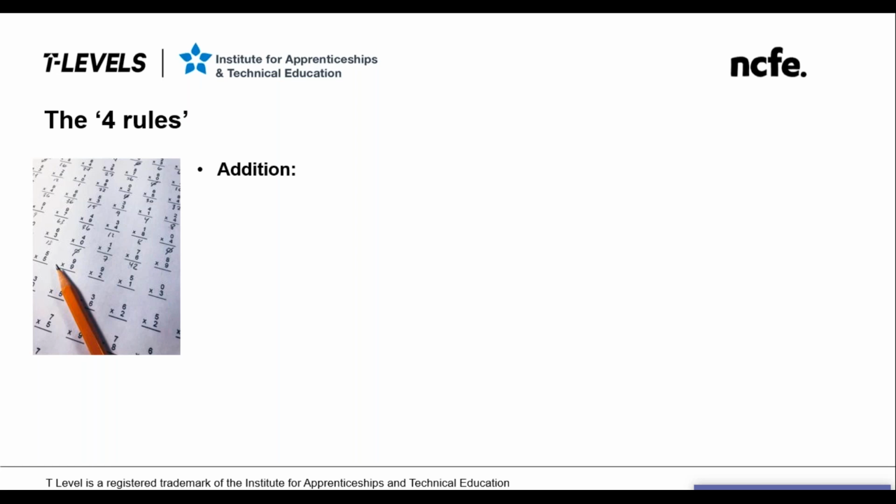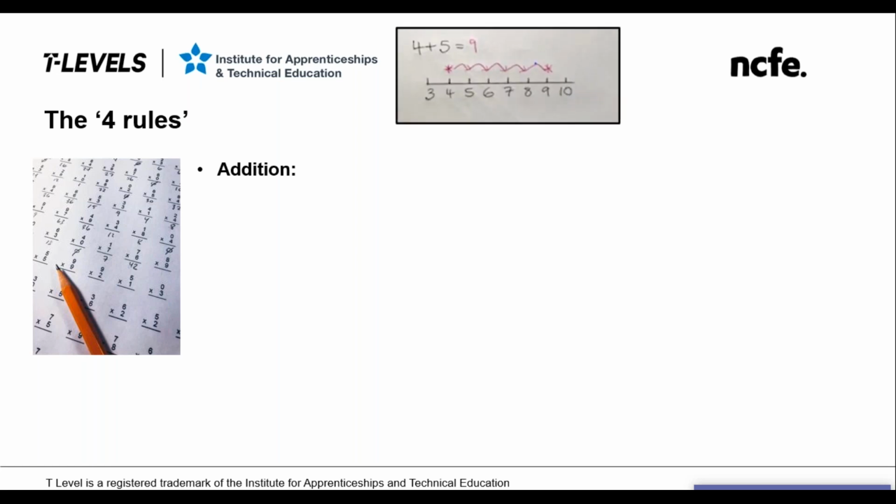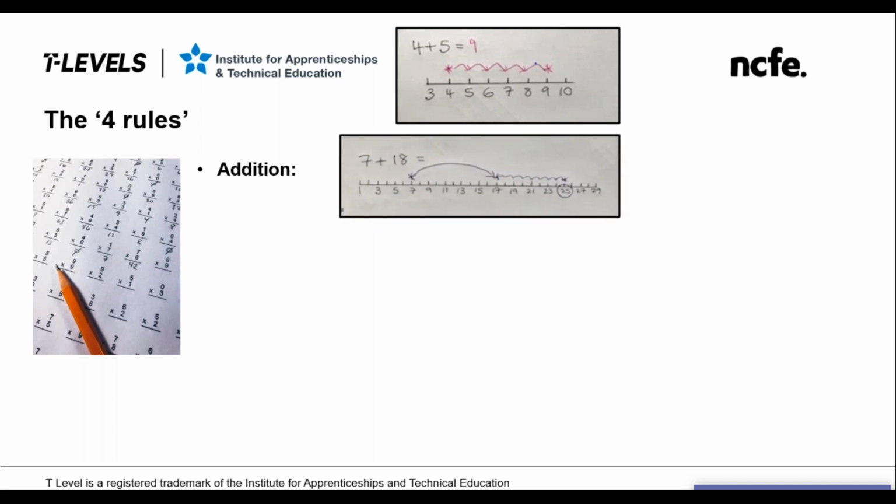So let's start with addition. This can be done by counting on from the first number on a number line. So in the example here, counting on 5 numbers between 4 and up to 9. Or you could jump along the number line for bigger numbers. You could jump the tens, for example. And this is using a number line, but jumping as well.